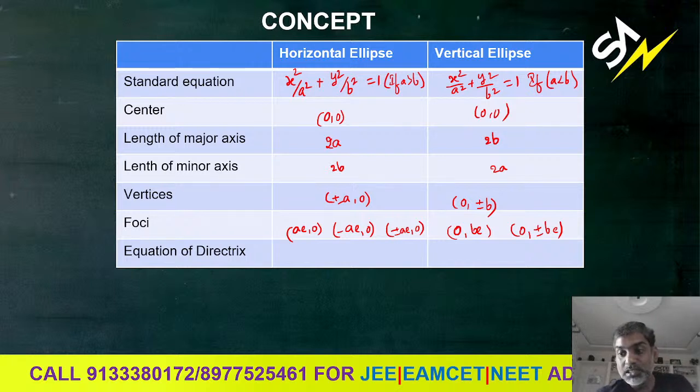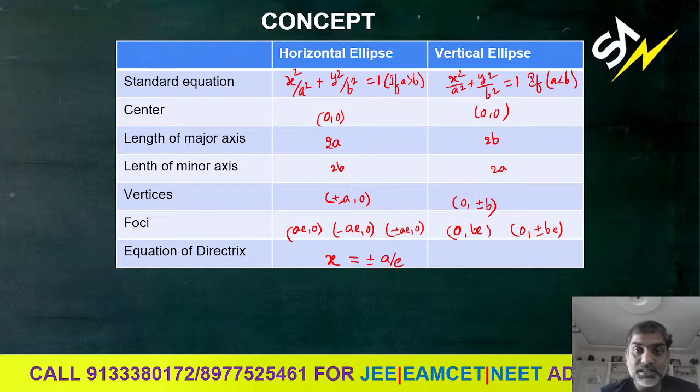Okay, now next, equation of the directrix. What is the equation of the directrix in case of horizontal ellipse? Already we have discussed. In case of horizontal ellipse, it could be x is equal to a over e on one side and x is equal to minus a over e on the other side. So here directly we can write it as x is equal to plus or minus a over e.